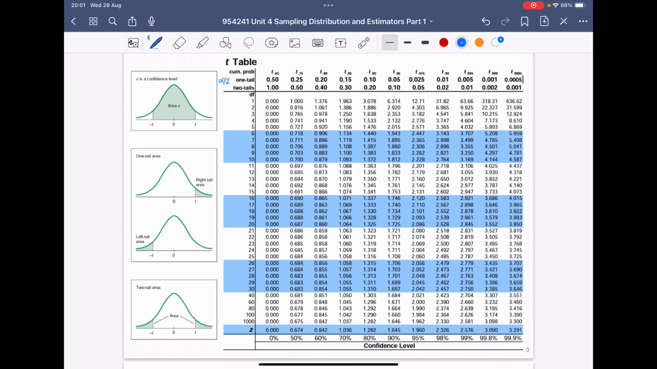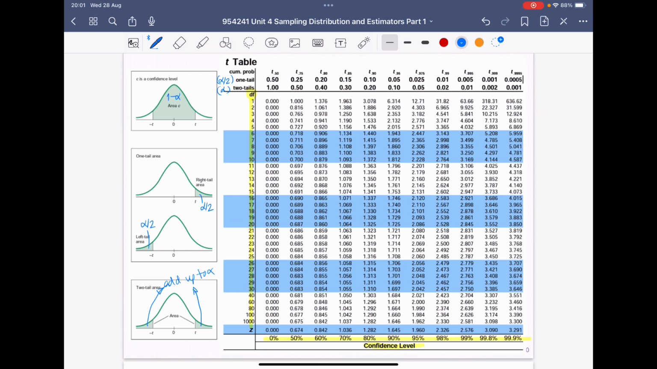One tail is alpha over 2. Two tails is just alpha. The degrees of freedom is here, and the confidence level is down here. This tail is alpha over 2, this one is also alpha over 2, and these two add up to alpha. In the middle is 1 minus alpha.